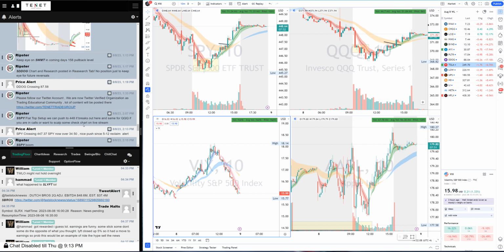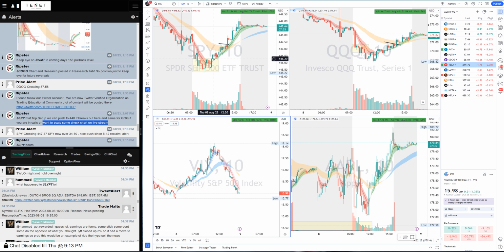Okay, nothing on D-Dog. We talk about D-Dog. And then SPY tried to show me this flat tops breakout setup. I said it can push to 448, and same for QQQ. If you are in the calls or you want to scalp some, look at the chart.